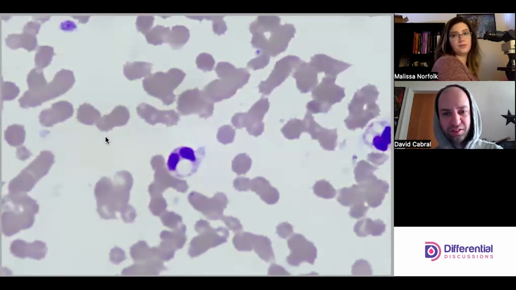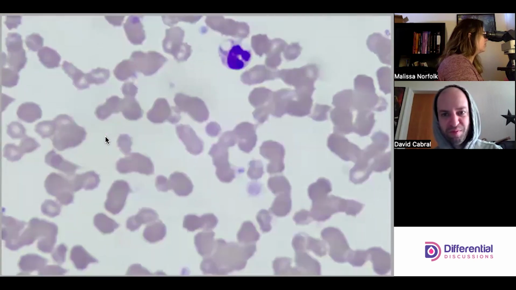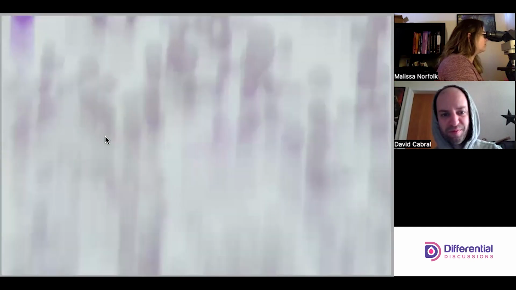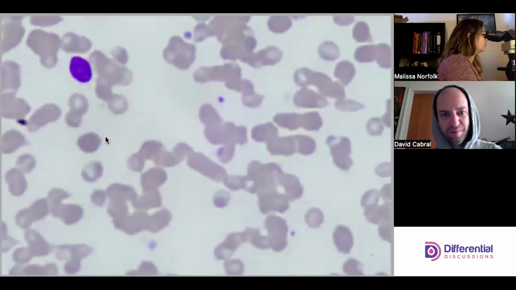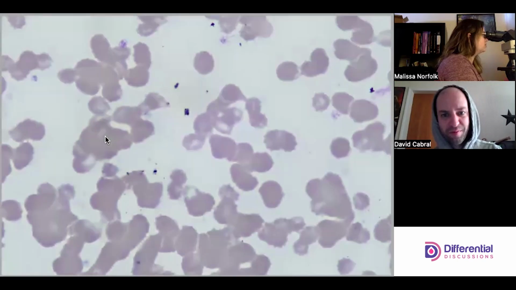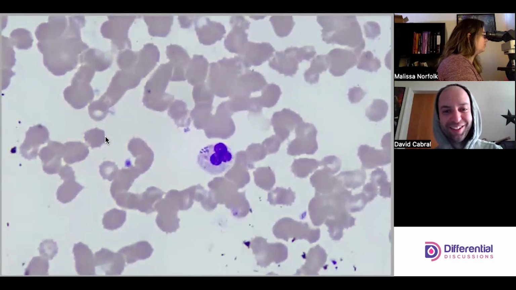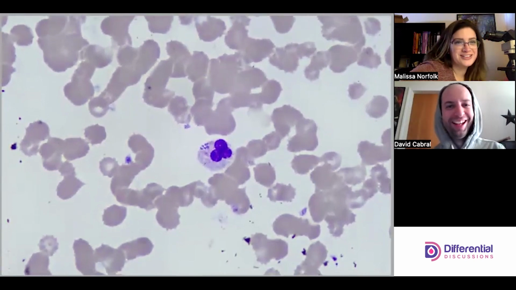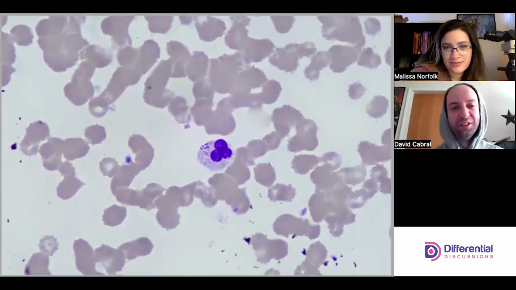Huge vacuole. Wow. Another one with a big vacuole. Smudgy. Oh, hey now, that's amazing. Snap a picture. I was just going to say. You can look at this slide a dozen times and find something new.